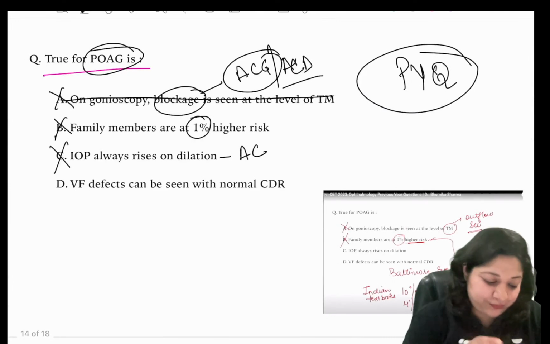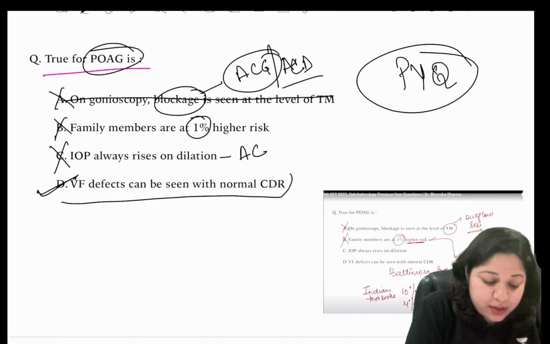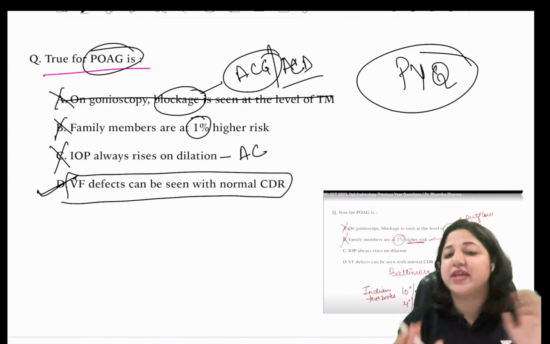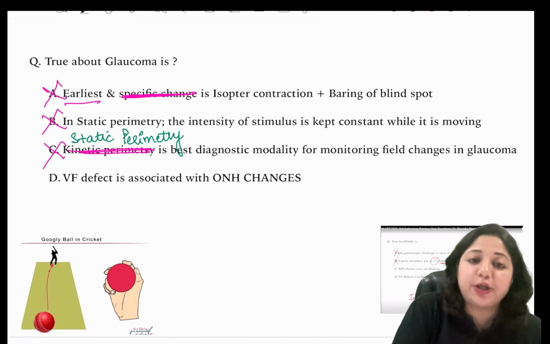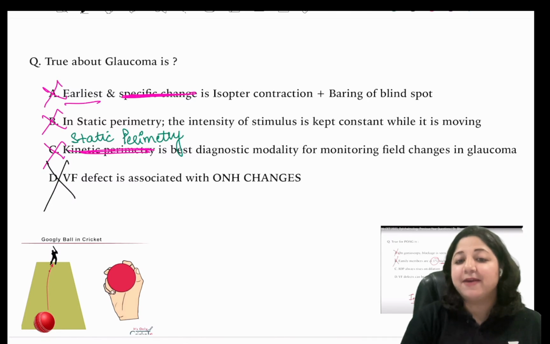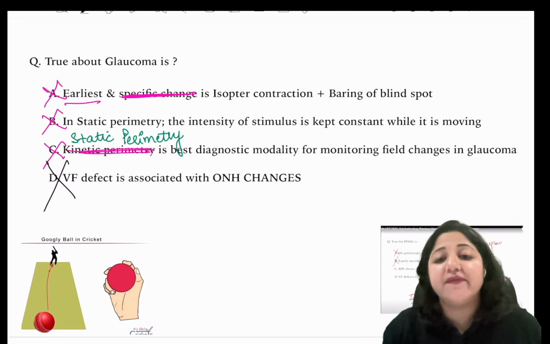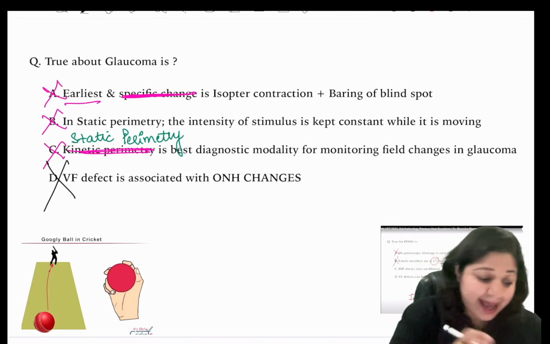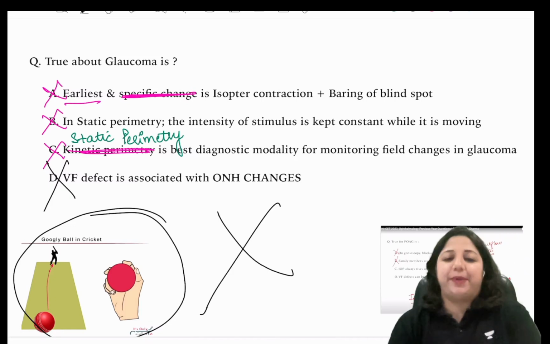Here also, this was the correct option: visual field effects can be seen with the normal CDR. We have discussed this. So that means visual field defect associated with optic nerve head changes is also a wrong choice, because visual field defects may be present in glaucoma even without optic nerve head changes, though they may not be very significant. Hence, I say this was a googly question and it was not to be attempted.